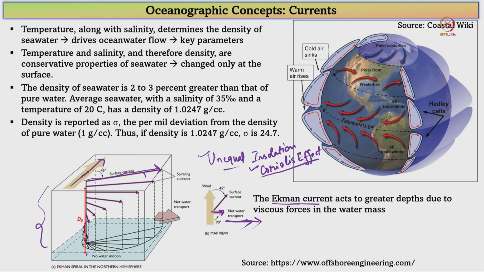Okay. At an average salinity of 35 ppt and temperature of 20 degrees centigrade, the density is 1.0247 gram per cc. So, that means as compared to pure water, it is just 0.247 gram extra. And when we report density, it is reported with the symbol sigma, and of course, again it is reported in terms of 1000. So, if the density is 1.0247, then sigma becomes 24.7. Okay. So, it is 1000 times the difference between the density and the pure water density. So, that is how it is reported.